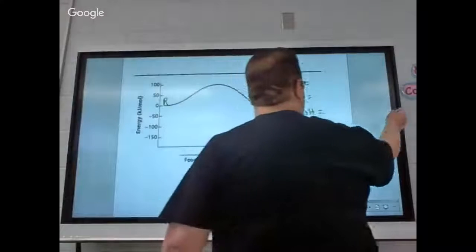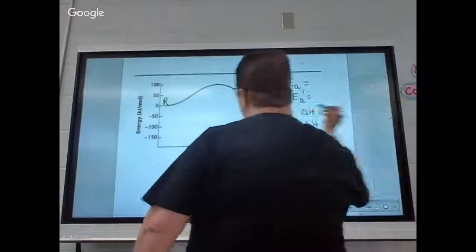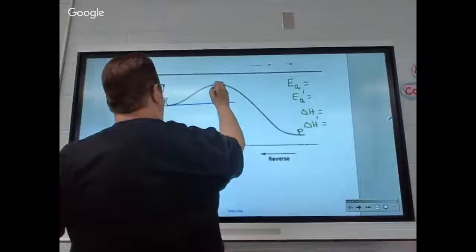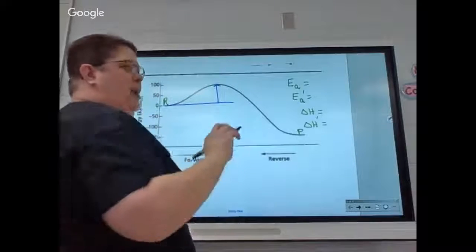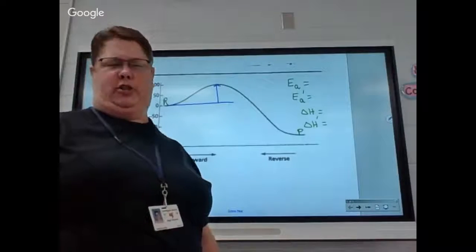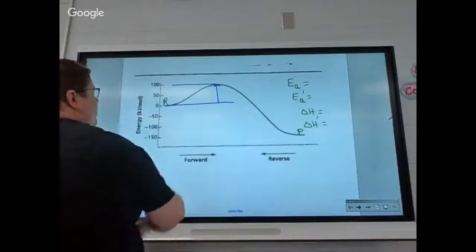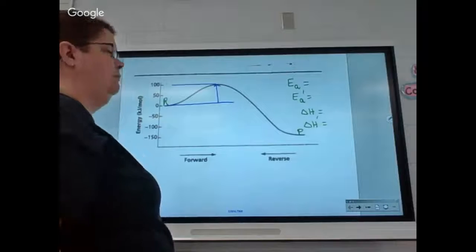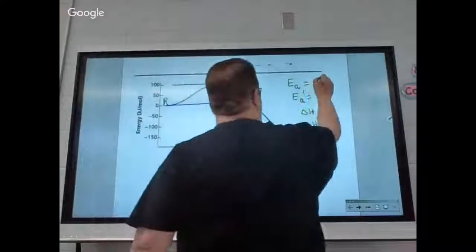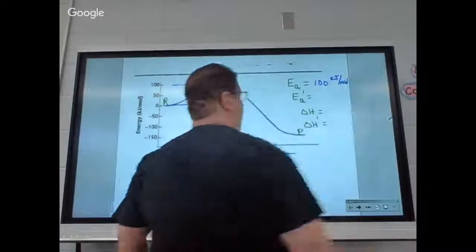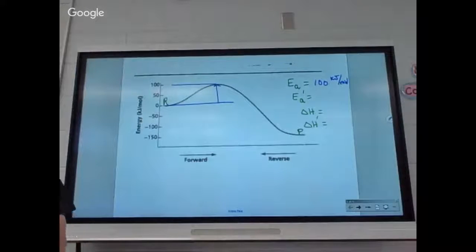All right. So, change colors here. From the reactants, which are at what number? 0. To the top of the curve, which will be what number? 100. Now, we're not going to estimate 95 or anything like that. We're just going to go whole numbers on this. All right. So, 0 to 100. So, what would be my activation energy? 100. Everybody okay with that? Okay.